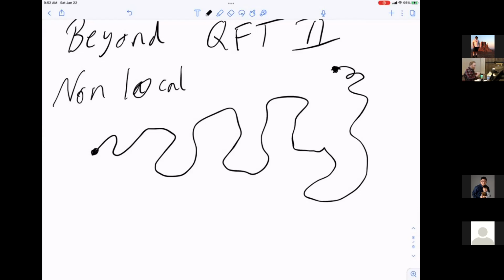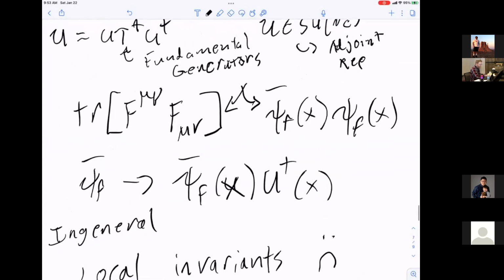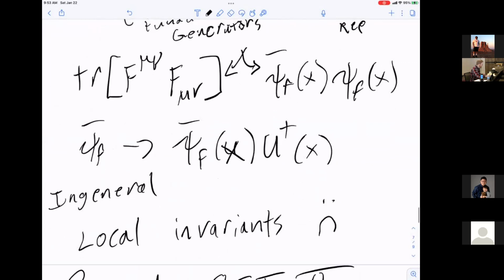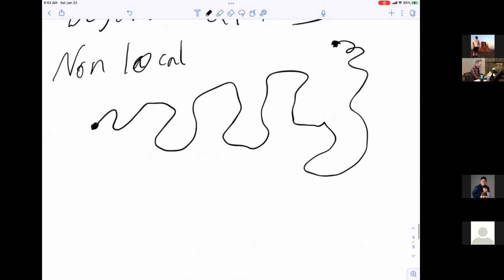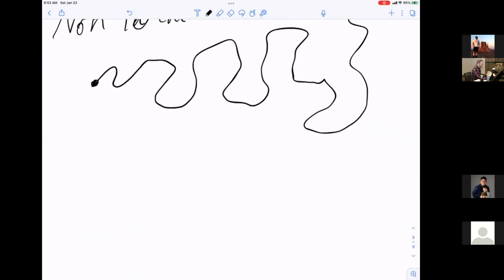And I want this non-local object that I've built to have nice transformation properties under my gauge transformation. In other words, I want it to transform, say, like this psi bar field or that psi field that I wrote down earlier. In particular, what about Lorentz symmetry for non-local operators?